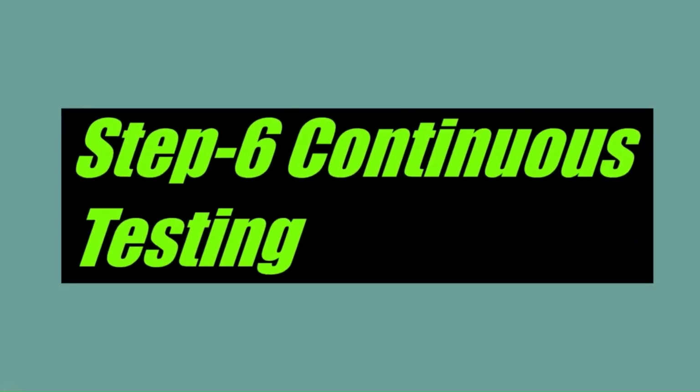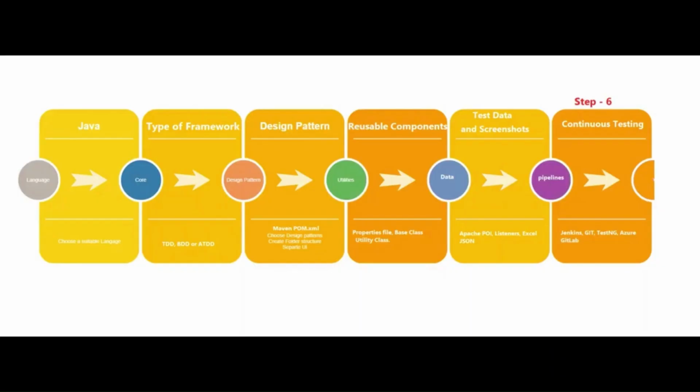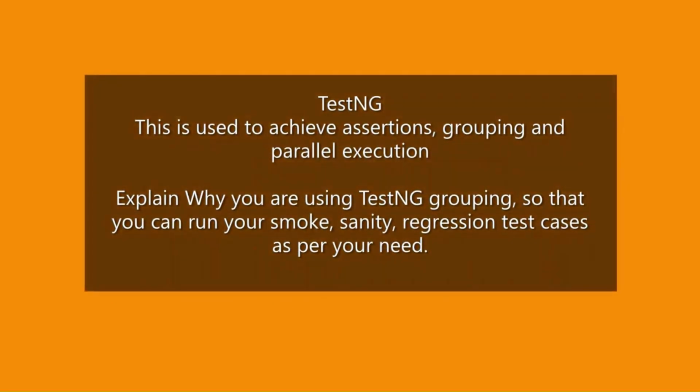Step 6, continuous testing. Last but not the least, explain about continuous testing. So first is TestNG. This is used to achieve assertions, grouping and parallel execution. Explain why you are using TestNG grouping, so that you can run smoke, sanity and regression test cases as per your need. So let's take an example.